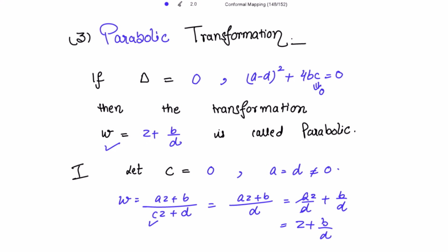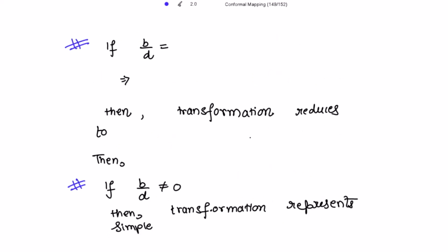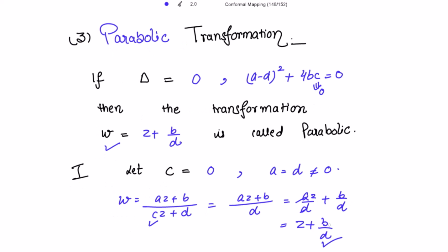Now, if b over d is 0, then we get w is equal to z. So if b over d is equal to 0, putting b over d as 0, we get w is equal to z.